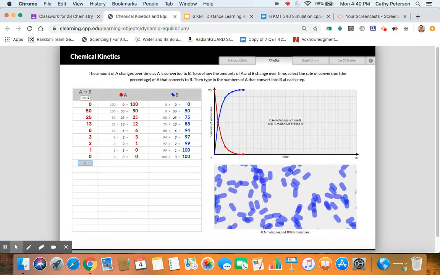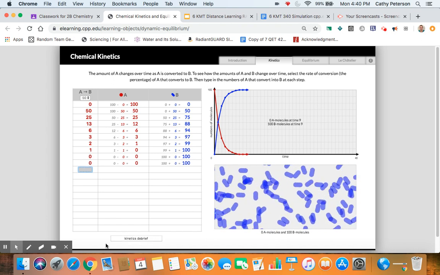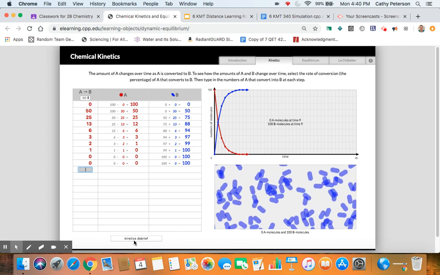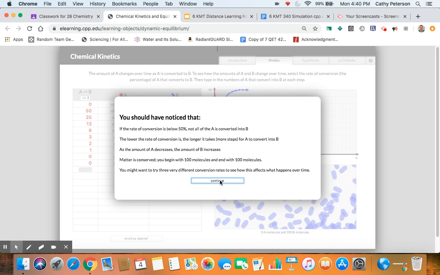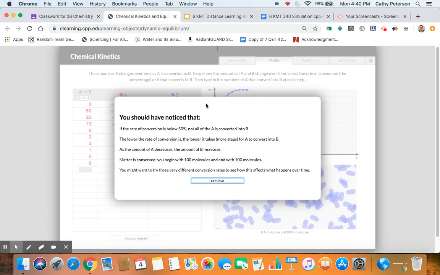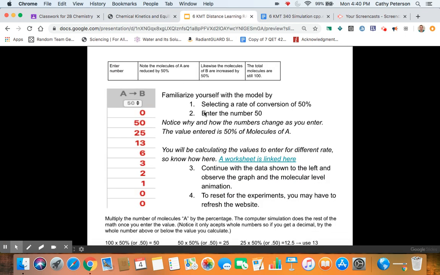And when you put in the 0 the second time, this little kinetics debrief comes up. And when you click on it, it will give you some additional information that you might need to know for some of the questions. So I'm going to go back to this sheet right here on our slideshow.